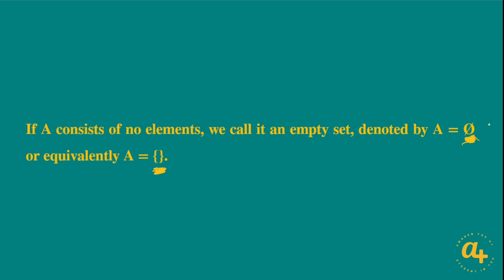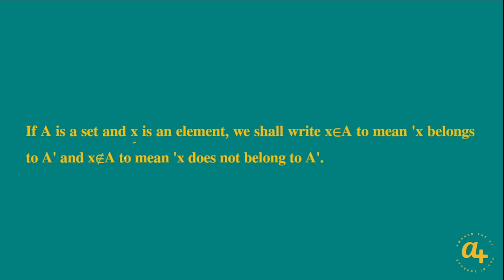What other notation can we look at? We have a situation here. If A is a set and X is an element, we shall write X, this symbol here that looks like an E, A, to mean X belongs to A. What this part here simply means is that the element X is a member of set A. And this symbol that looks like an E is what we use to denote that a particular element belongs to a particular set. What we're simply saying here is that X is a member of set A, or X belongs to set A.